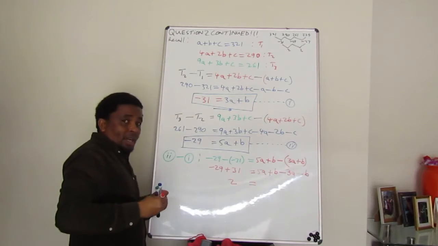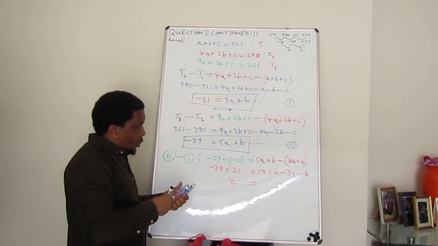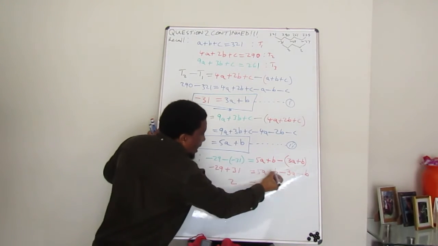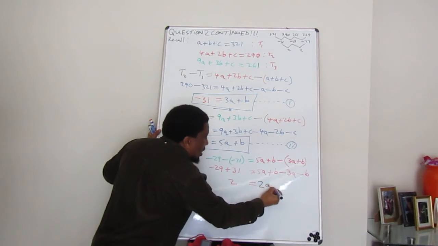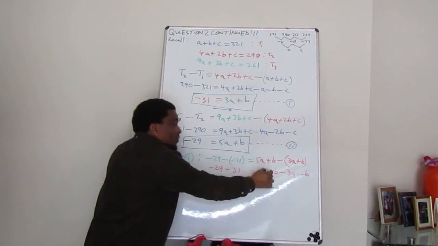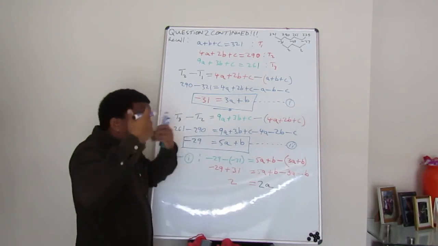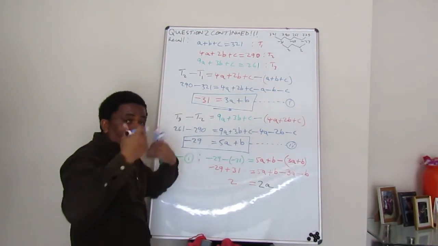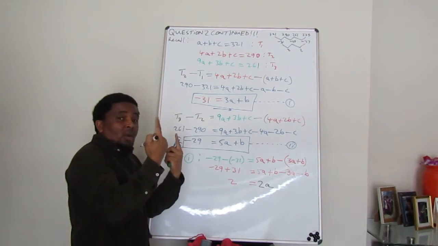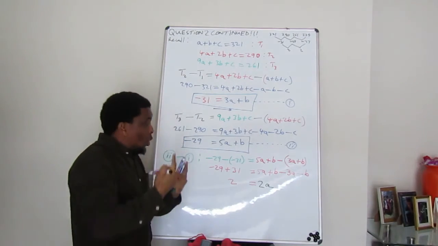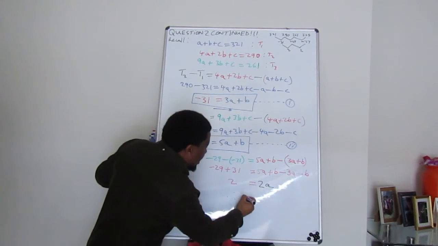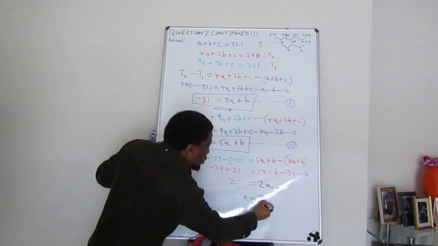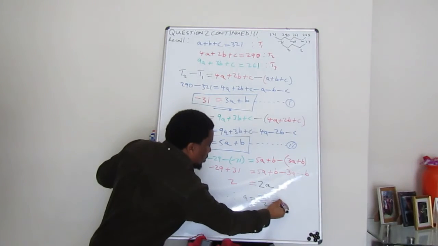Look at it now. So what do we get here now? 5a minus 3a, I am left with what? 2a. Positive b minus b is 0. I have eliminated b now. Are you with me? I am only left now with only one variable, which is called what? A. And therefore, a is equal to 2 over 2, which is equal to 1.